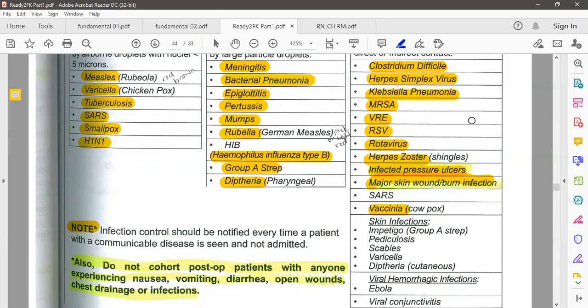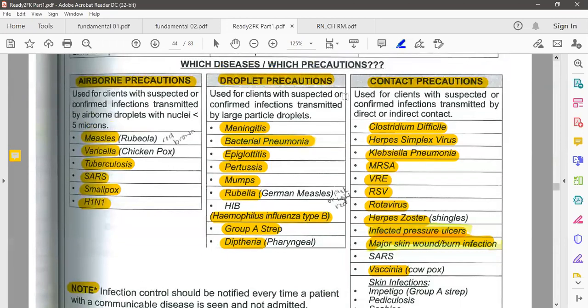It is very important. Now, let me go to the droplet precaution. Examples of droplet precaution are meningitis, bacterial pneumonia, epiglottitis, or pertussis. Pertussis, another name is whooping cough, or mumps, rubella, Haemophilus influenzae type B, or group A streptococcus, and diphtheria, but pharyngeal diphtheria. So the person diagnosed with droplet precaution must follow the universal precaution, and wear the mask, goggles, and also face shield.